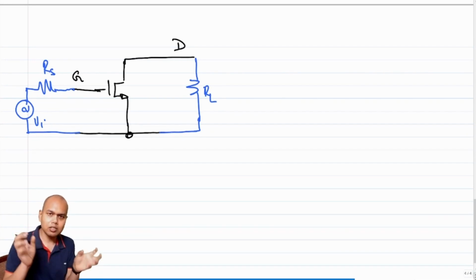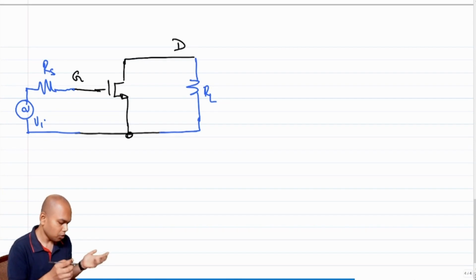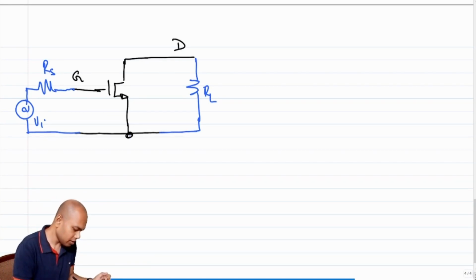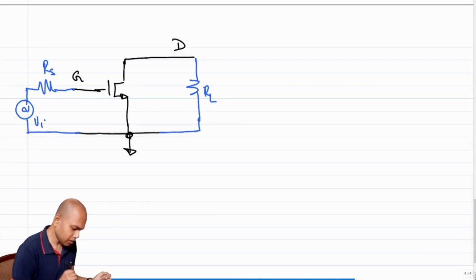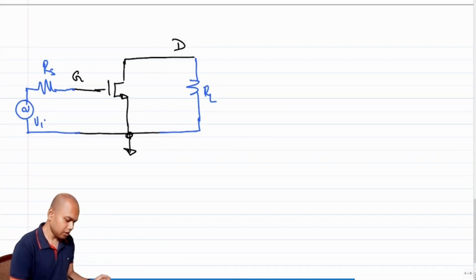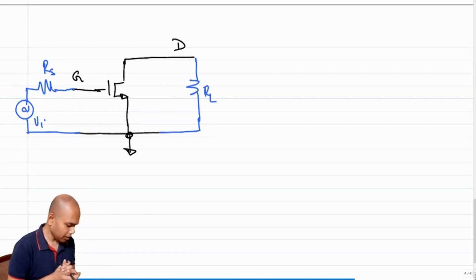So since in this particular configuration, note that it's not true for all configurations, the source seems to be the common terminal between the input and the output, right? So let's call this ground. Let me change the color. So we call this ground. Since the source is the common terminal, we call it ground.